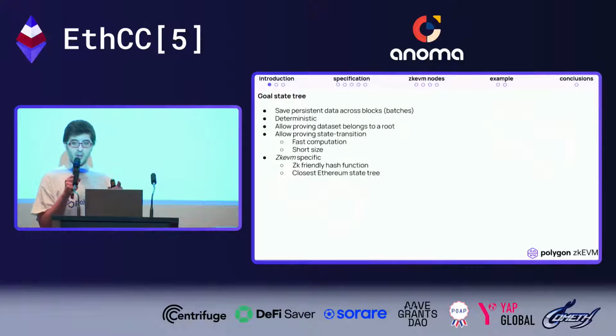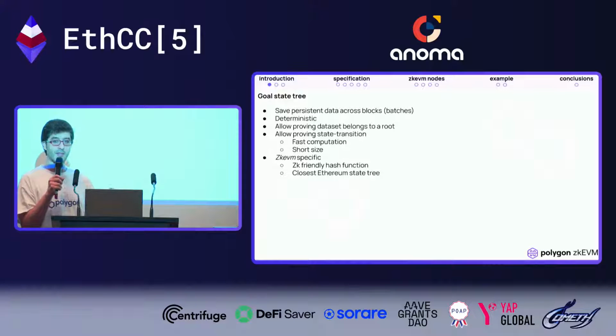Also, regarding the zkEVM specifics, we need to use a hash function that is zk-friendly in order to compute it faster. And also, we need to take care that the zkEVM state tree is as close as possible to the Ethereum one, because we want to mimic the Ethereum state tree.